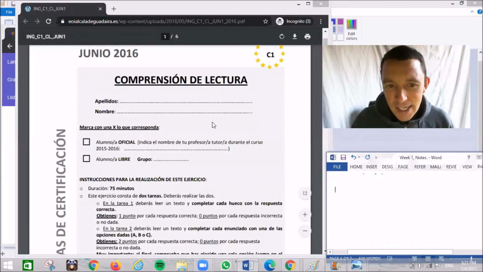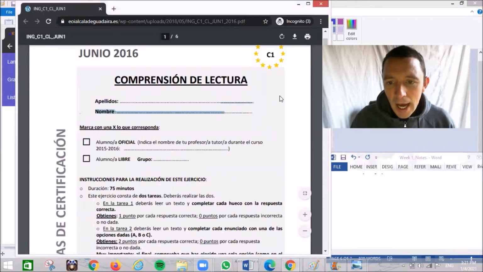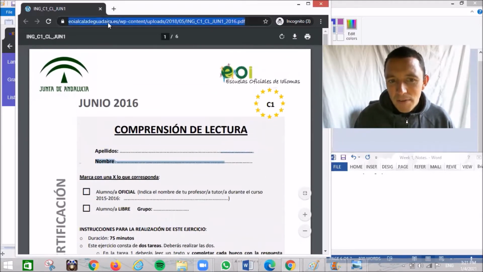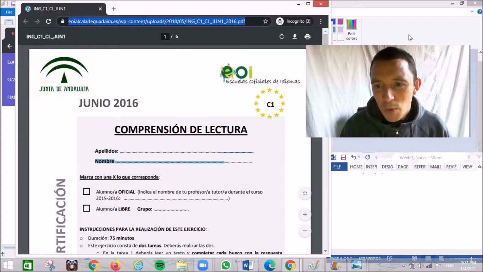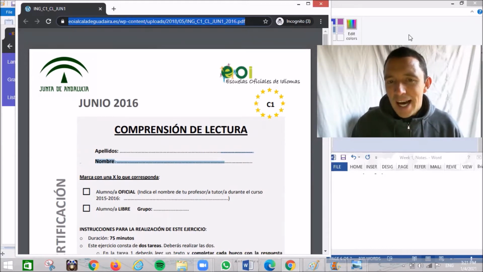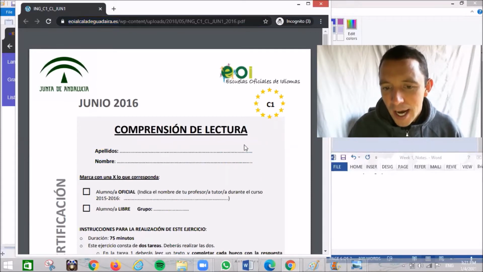Okay, so this is the comprehension de lectura, and it's from Andalusia, and you can see the website at the top. That's very useful for material, and there are lots of available websites with material from the EOI. These exams are very typical for the Oposición, and they're very similar to the Cambridge exams in relation to grammar, vocabulary, prepositions. So let's look at the first page.